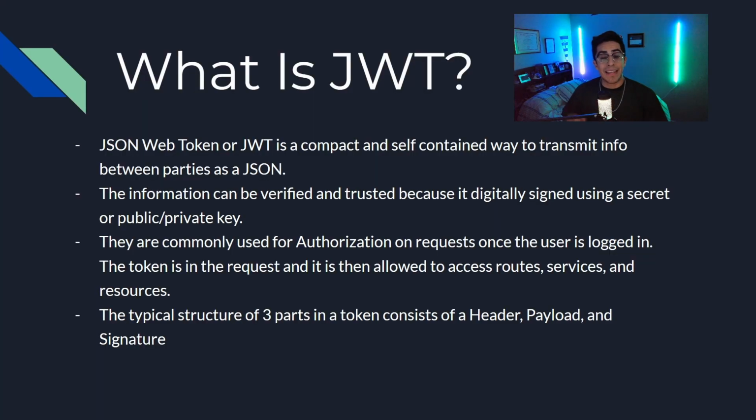So first, let's dive into what is JWT, or what is a JSON web token. A JWT is a compact and self-contained way to transmit information between parties as a JSON. The information can be verified and trusted because it is digitally signed using a secret or a public and private key. They are commonly used for authorization on request once the user is logged in. The token is in the request, and then it is allowed to access routes, services, and resources. Mainly, it's in the request header through the authorization as bearer, and then the token, but we'll see that later. The typical structure is three parts: the header, payload, and the signature.